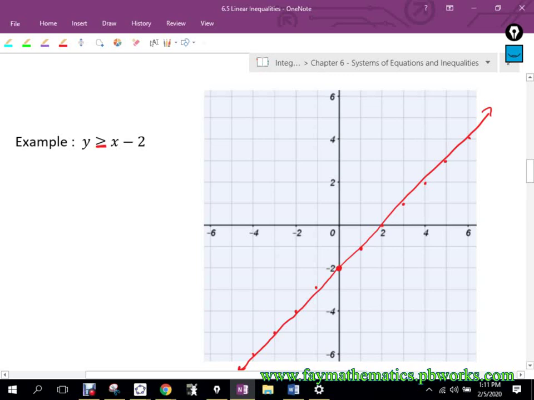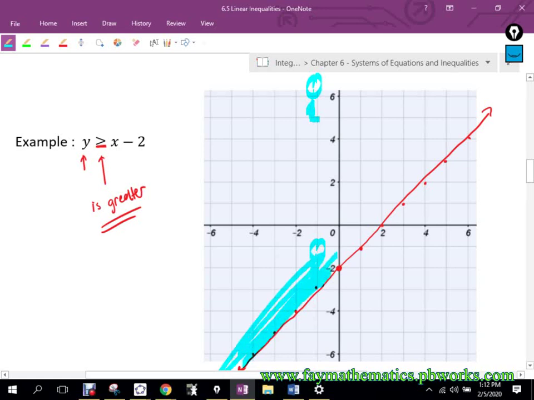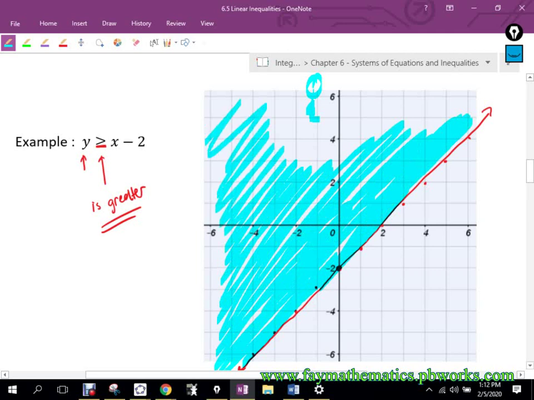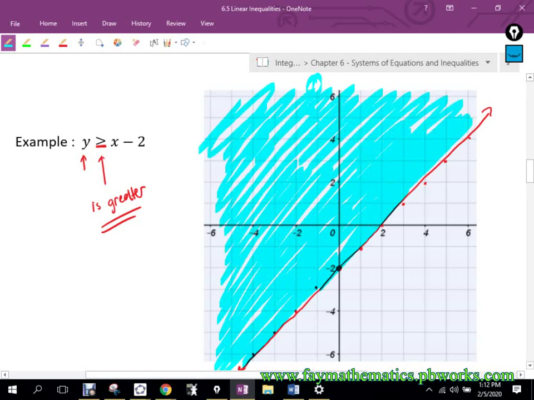Now, the way we read this, it says y is greater. If I read that left to right, y is greater. So greater means shade above. Does that make sense? If I put my stick figure guy in here and drop him, is he going to land right there? He's going to land on the top of the line. He always lands on top of the line. So I'm going to shade this stuff here. I'm going to shade as much of it as I can, obviously, but is that okay?